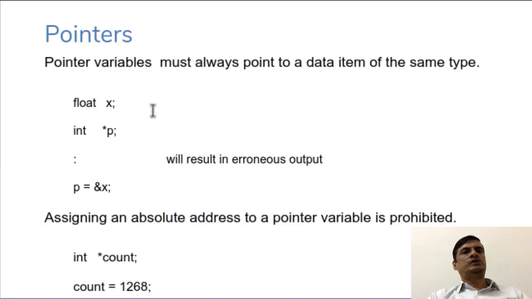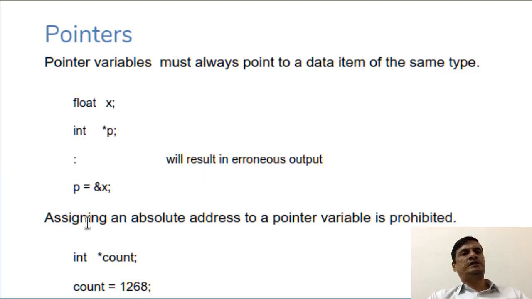Just to explain where you may go wrong: pointer variables must always point to a data item of the same type. Here x has been defined as a float and p has been defined as a pointer variable which points to the integer data type. I cannot say p is going to hold the address of a float value. This is totally erroneous, so I cannot write like that. This kind of mistake usually happens while programming, where a pointer variable must always point to a data item of the same type but not of a dissimilar data type.